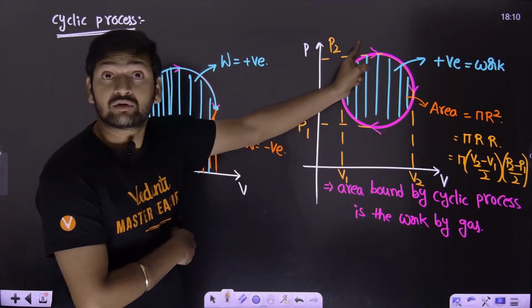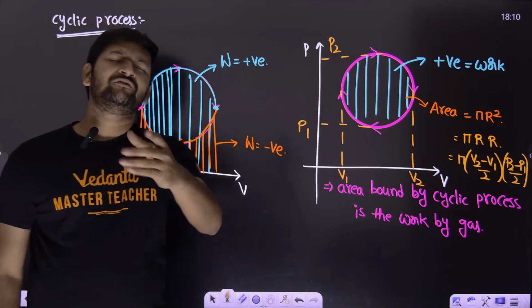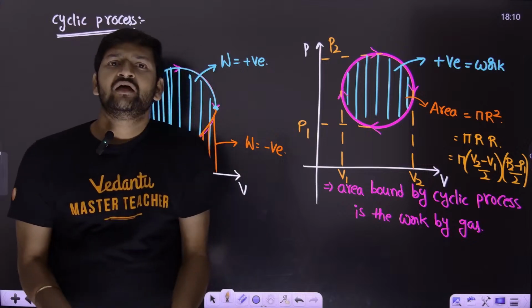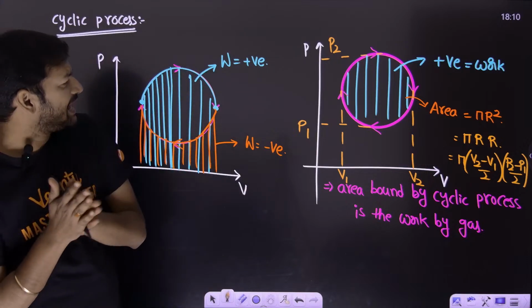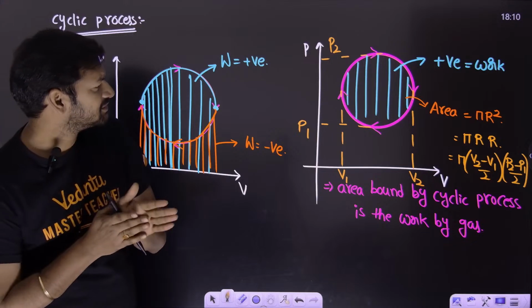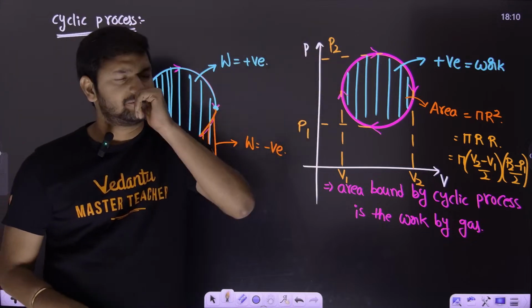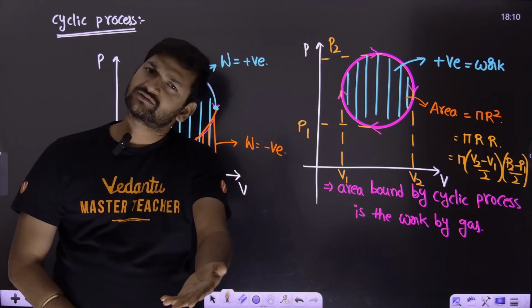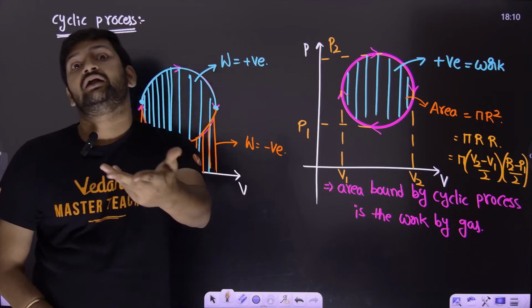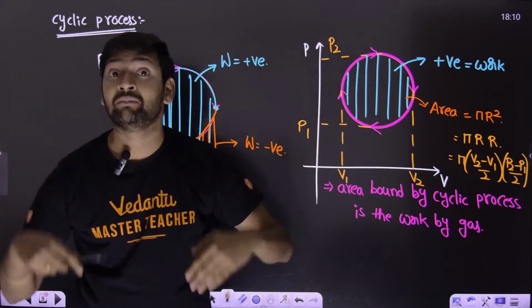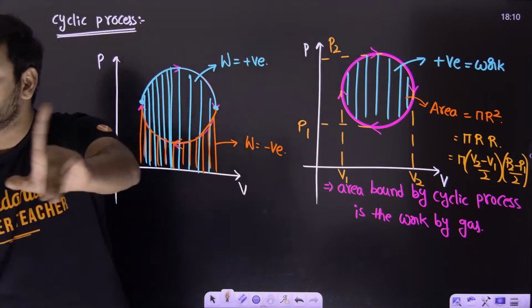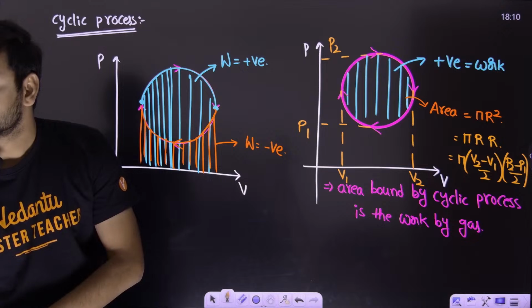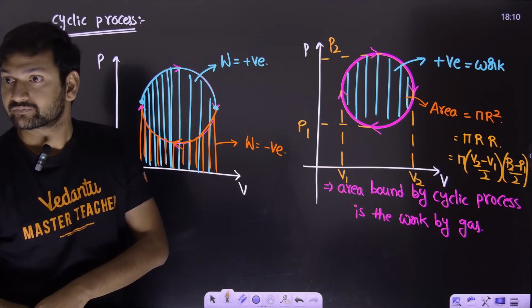And now what people are going to do? People, I don't know, for some reason, they love to mug up stuff. They are going to be like, sir, as there is a clockwise process, we want the work to be positive. So I'll say that if there is a clockwise cyclic process, work done is positive is what I will remember. No, don't do that.